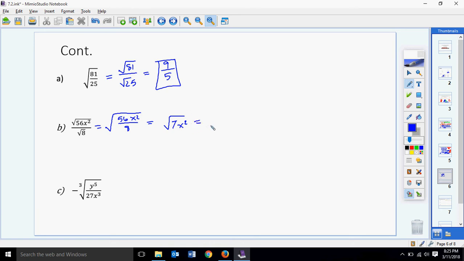So using my product rule, I can split this up into the square root of 7 times the square root of x squared. I cannot simplify the square root of 7, but on my x squared, remember a square and a square root cancel. The index is the same as the power, and they're even, so that's the absolute value of x times the square root of 7.